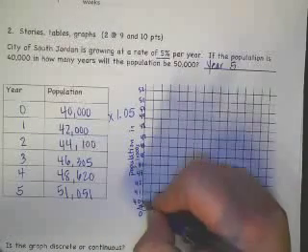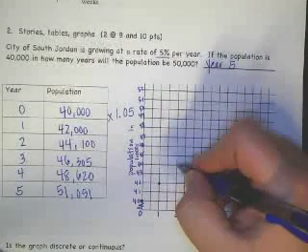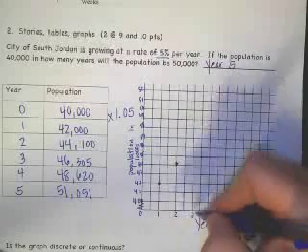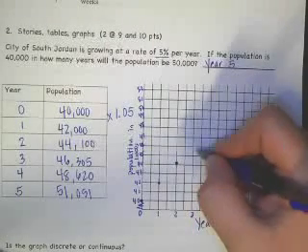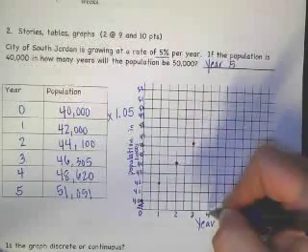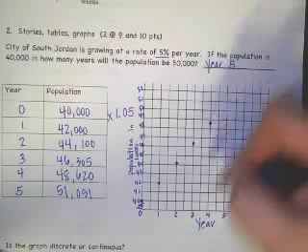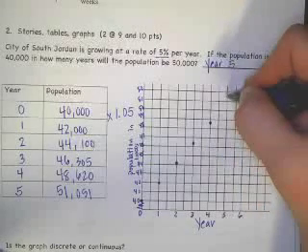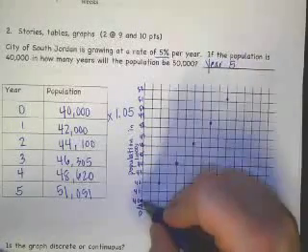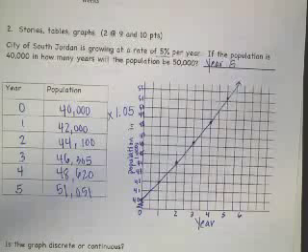Okay, so at 0, we had 40,000. Year 1, we had 42,000. Year 2, we had 44,100. Year 3, we had 46,300. Year 4, we had 48,620. So about there. And year 5, we had 51,051. Okay, so because these numbers are not growing all that much and it's kind of slow, there's a slight curve to our line, but it's not going to be super obvious because of our scale.